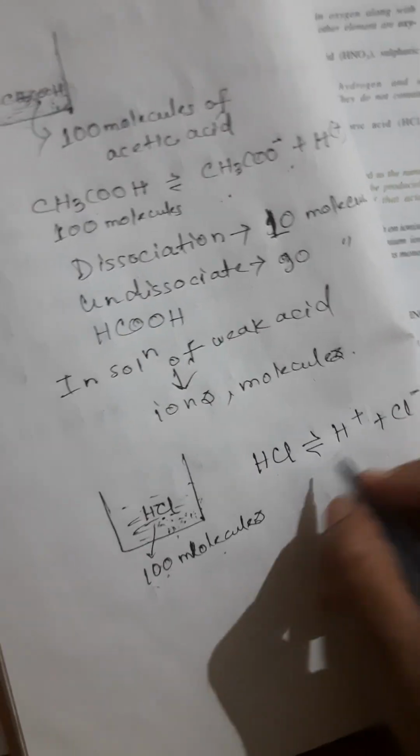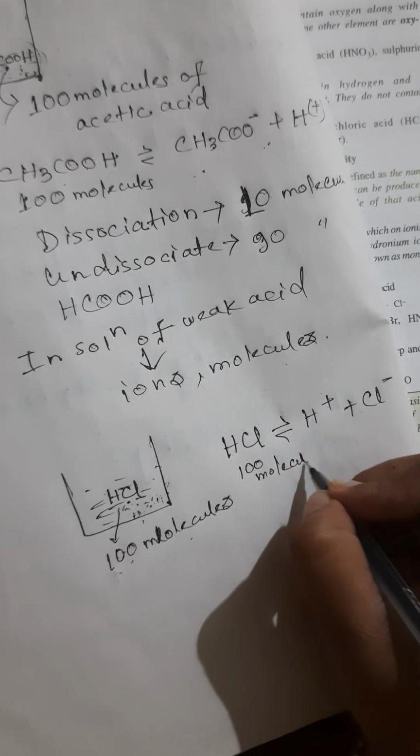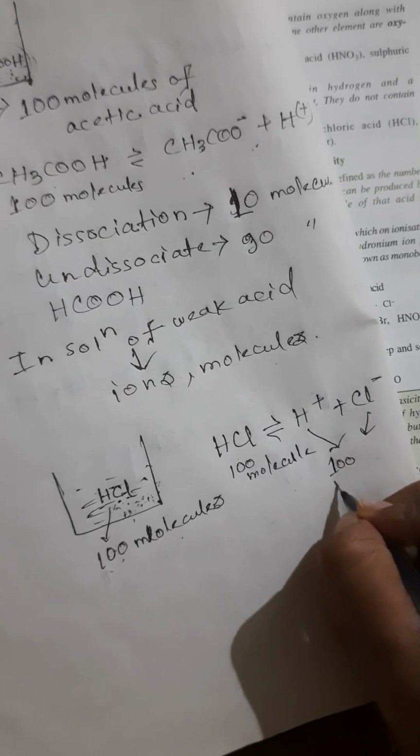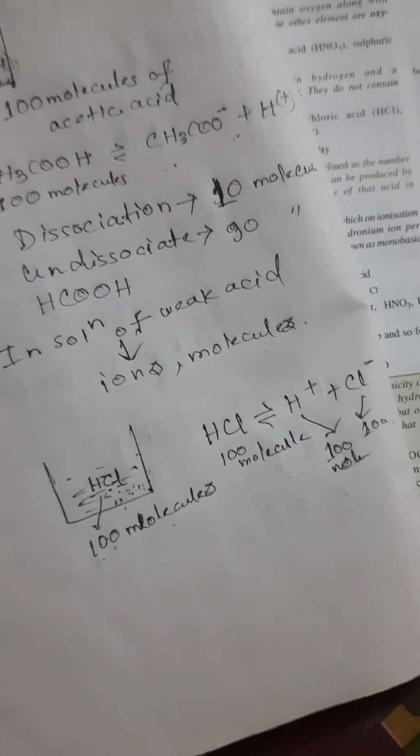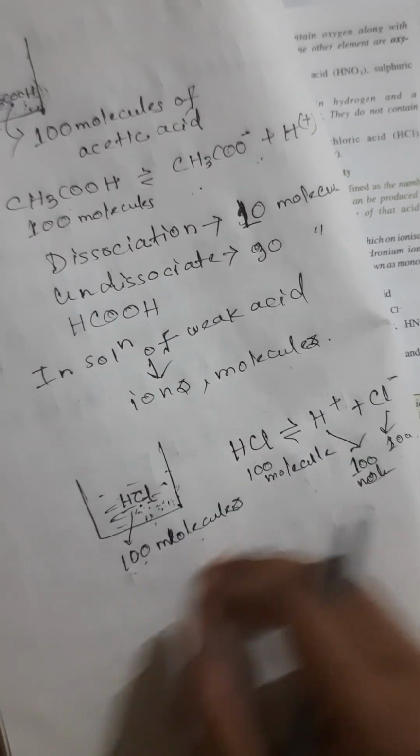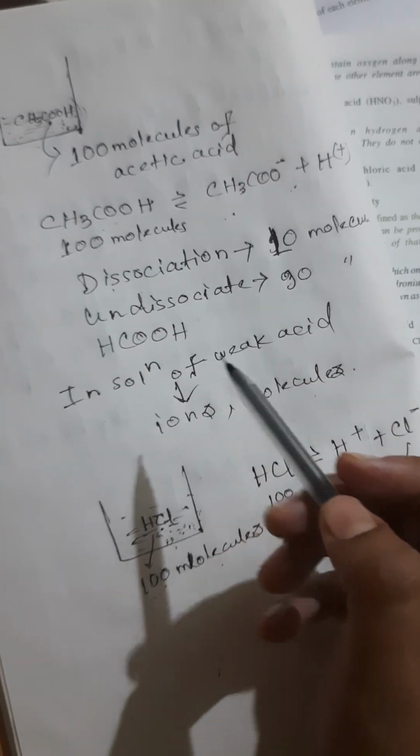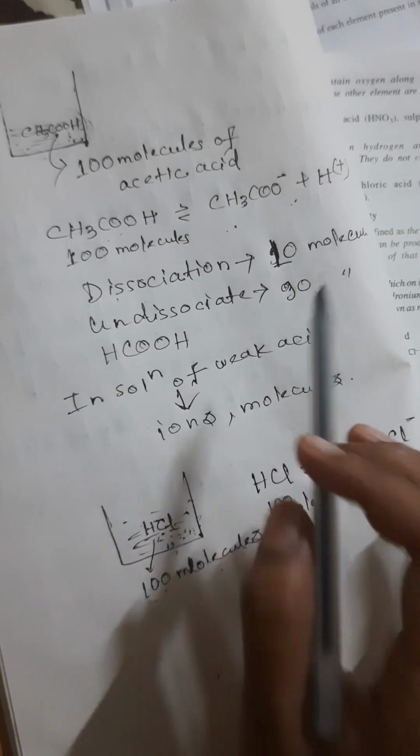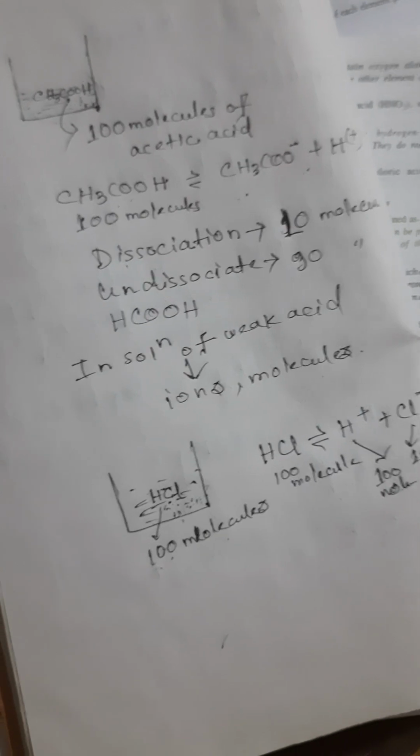That means if we have taken 100 molecules of HCl in this solution, then we have got 100 molecules of H plus ion and also 100 molecules of Cl minus ion. This is the nature of a strong acid. That means in the case of strong acid, complete dissociation takes place, but in the case of weak acid, that means acetic acid, formic acid, incomplete dissociation takes place. Dissociation is not completed. Is this clear?